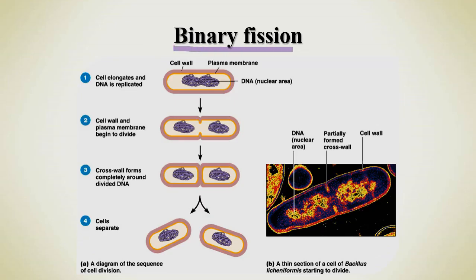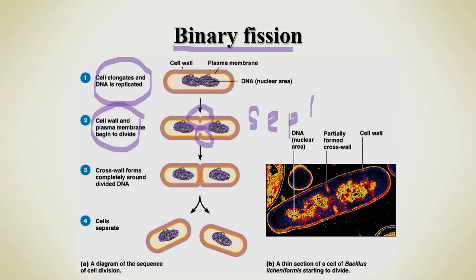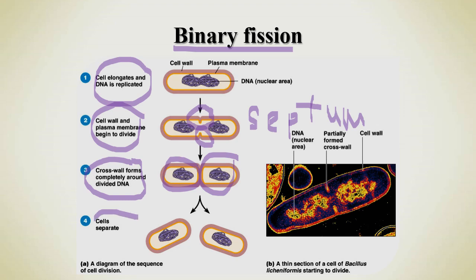During binary fission, the cell elongates and DNA is replicated. After that, the cell wall and plasma membrane begin to divide. Usually a cross wall will be formed, and the early formation of the cross wall, or partially formed cross wall, we call a septum, S-E-P-T-U-M. I'm really sorry for my poor writing. After that, the cross wall is fully formed and the DNA is separated into two different portions. Once the DNA is fully separated and the cell is fully matured, the cell separates into two individual cells.